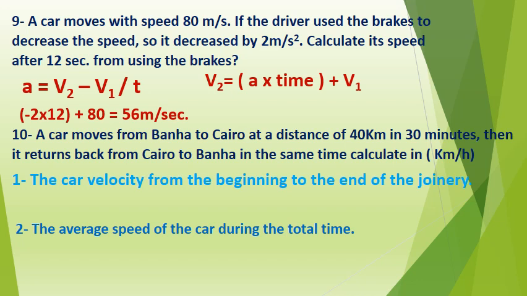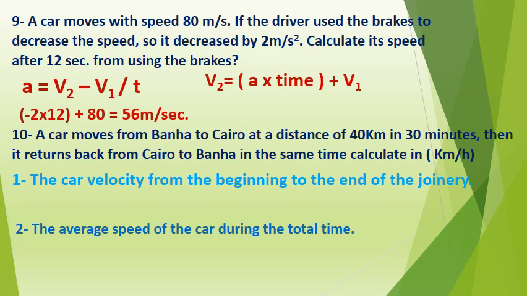From the rule, the acceleration here equal -2. Pay attention, not 2. The acceleration here equal -2, as he said, decreased. So -2 multiply time, which is 12 seconds, plus V1, which is 80. Can you calculate it?